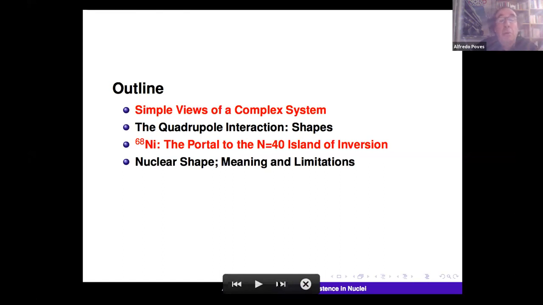And this is the outline. I will go to the very basic point of view of the simple views of the complex system, which is the nucleus. Then I will deal with the quadrupole interaction and the concept of nuclear shape. And I will give a fully worked example of shape coexistence concentrated in nickel 68, which is the portal of one island of inversion. And then I will go to the meaning and limitation of nuclear shapes when seen in the laboratory frame, which is the reality. The experiments are in the laboratory frame, and we'll see what we can say.